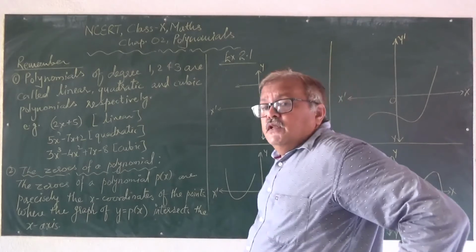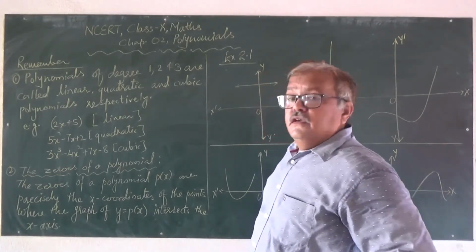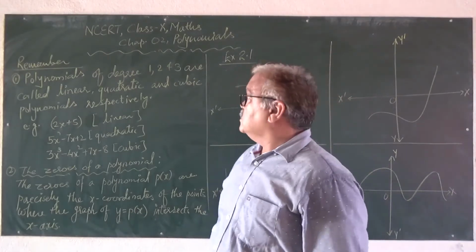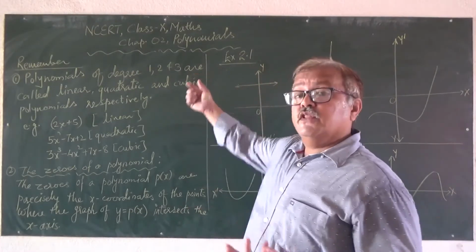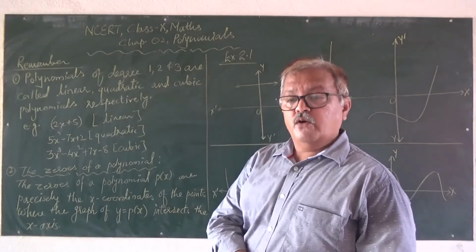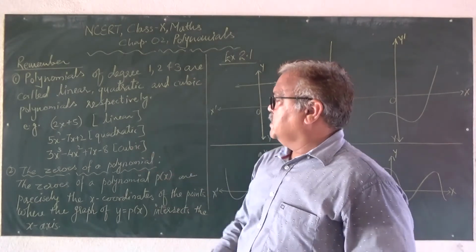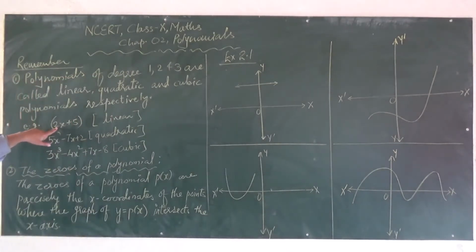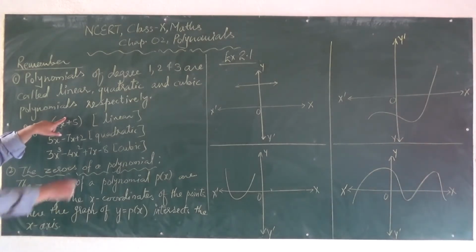Polynomials of degree 1, 2 and 3 are called linear, quadratic and cubic polynomials. If the degree is 4, then what will it be called? It will be called biquadratic. Examples are given. The degree of the polynomial: here the variable is x. So 2x plus 5. Here the highest power of x in the polynomial is called the degree. Here it is 1, so the degree is 1, so it is called linear.